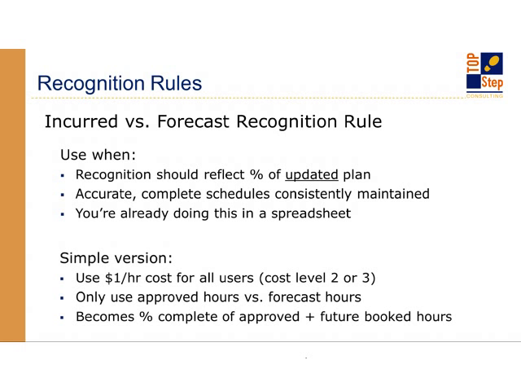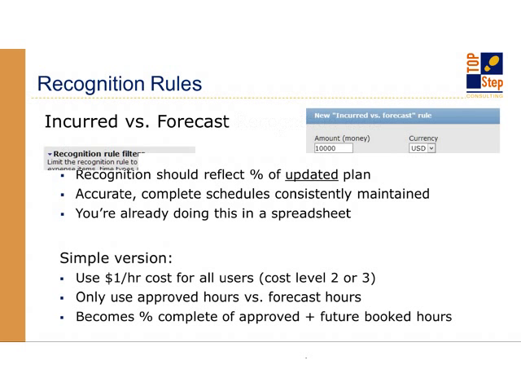Here's a simple version. If you just want to use hours, just use a $1 an hour cost for all users. If you're already using cost, maybe use it for your second or third level cost. You can define, so only use cost level 2 on this particular rule. So everybody's at 1. So an hour worked, or approved I should say, is 1. Use the option only to use approved hours versus forecast hours. If we back up, what I mean is only use the hours options under this incurred versus forecast screen here.